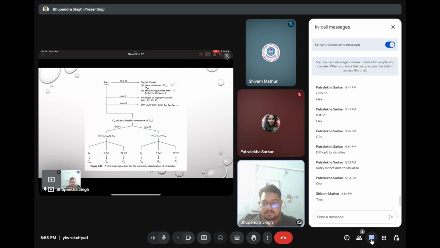This is the table which I have told you in my first or second class. This is a very important table. I will upload this in the Google Drive so you can find it there. These are the systematic steps to find out the point group.